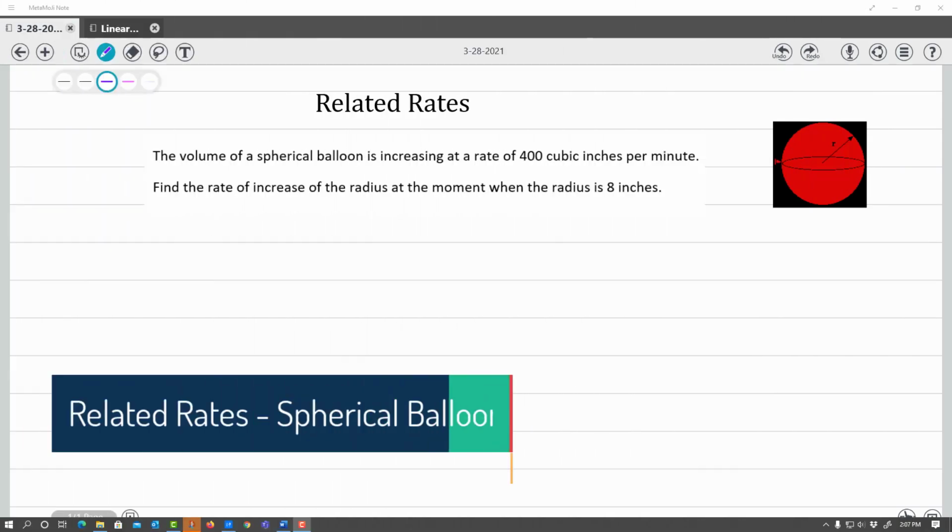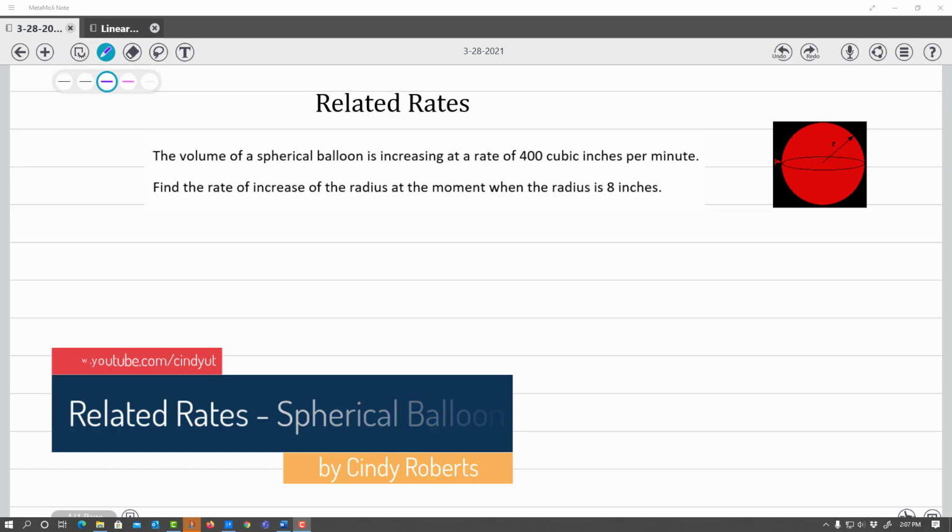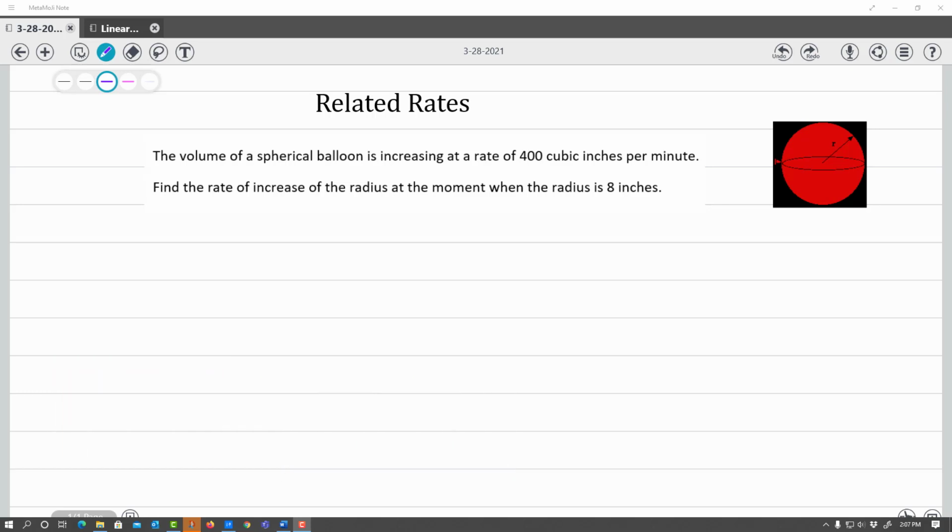Okay, let's look at related rates where you could have more than one thing moving. So in this case, if you think about a balloon, the volume of air, and that's what they're telling you right here, this volume is increasing at a rate of 400 cubic inches per minute. So the air in the balloon, right? And if you think about it, as it's increasing, so is the radius.